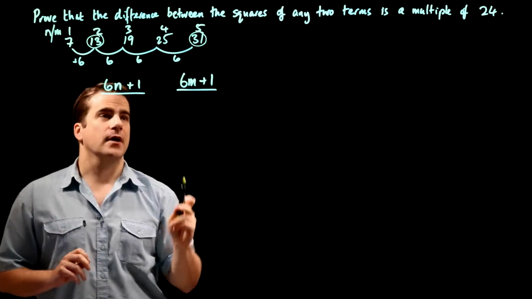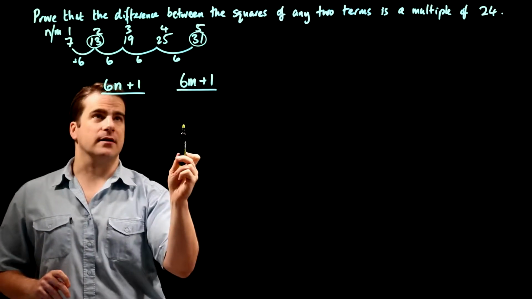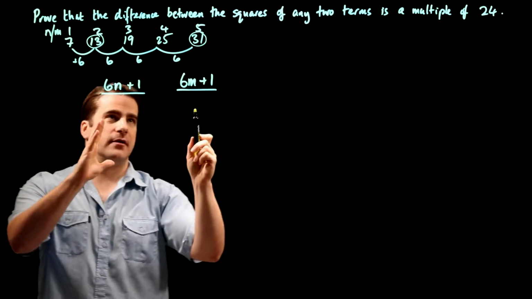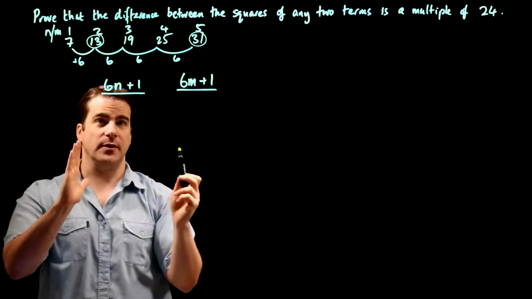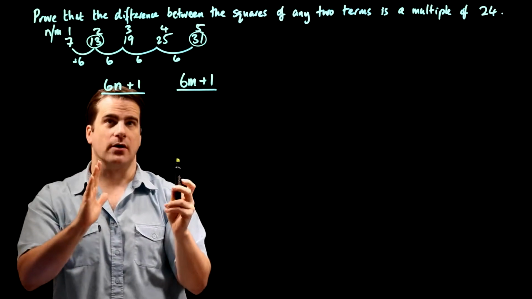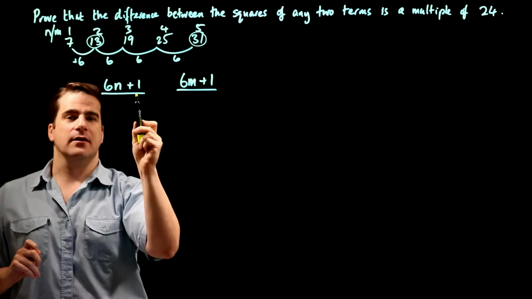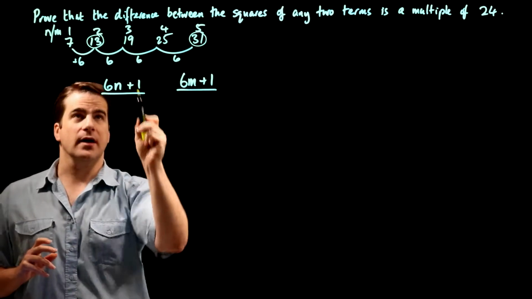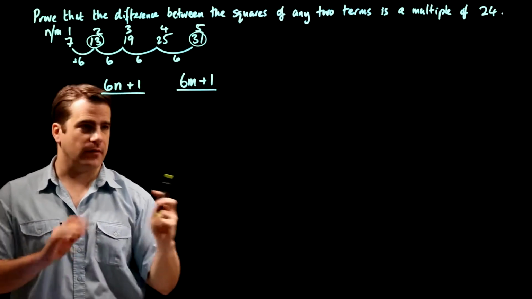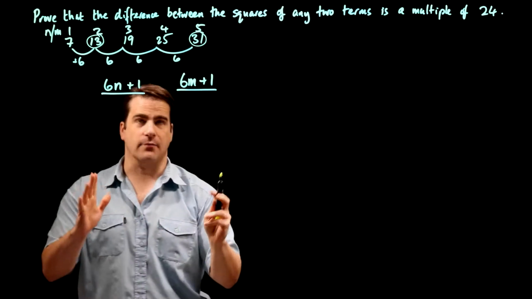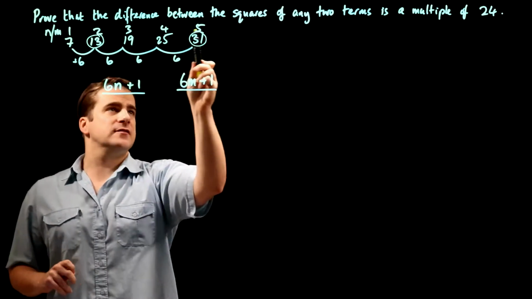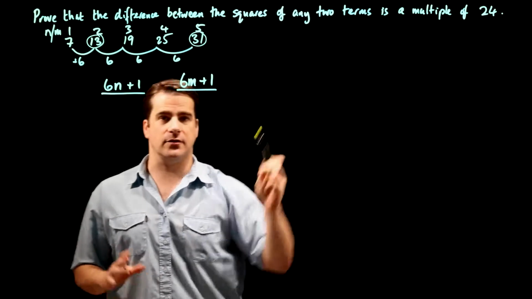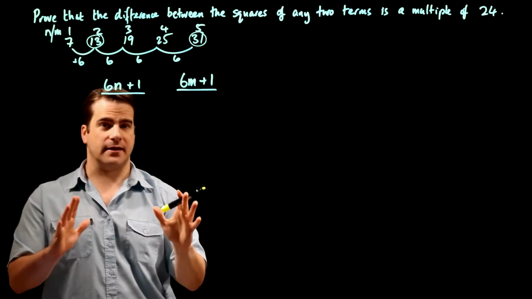So, m is bigger than n as well. So the minimum difference between n and m is 1. So if n is 2, m must be 3 or bigger. Okay, right, now, prove that the difference between the squares of any two terms. Okay, let's build that next.